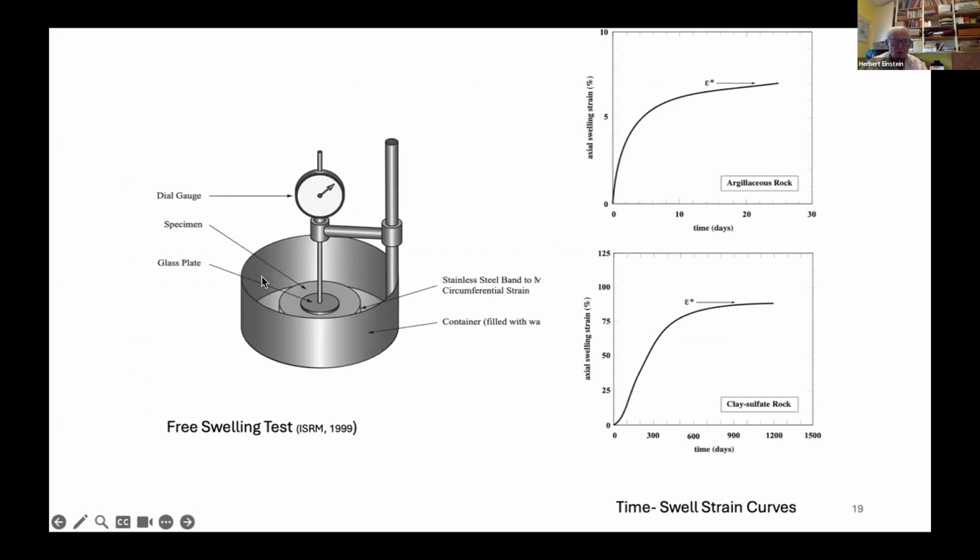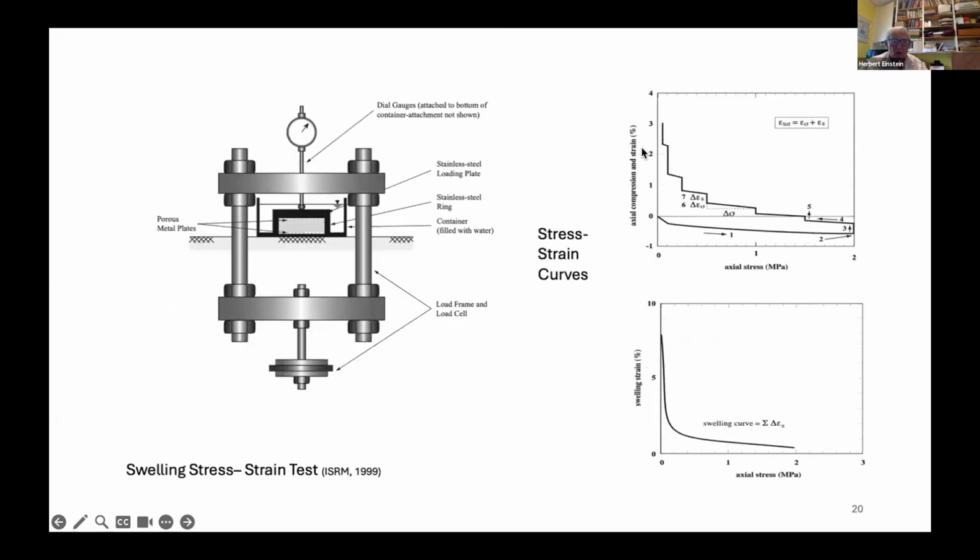Very simple. This is a container. Here is the sample that we put in there. We put water in, and then we get the swelling strains. And you see, this is the pure argillaceous, pure clay rock, and this is clay sulfate. So the strains are about 10 times as much here as they are here. But that's purely the swelling strain. Now we can do something.